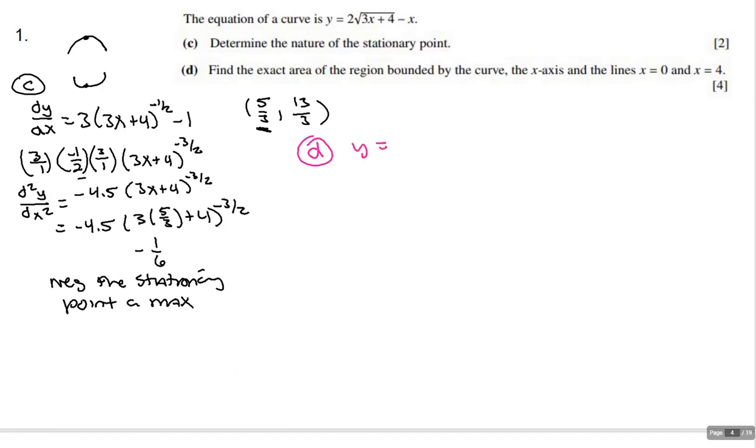Y equals 2. Now here I'm going to go ahead and bring the powers back. 3x plus 4 to the 1/2, and then minus x. Okay, so what we're going to do is we're going to take this curve, and then we're going to integrate it, and then we're going to use these boundaries of x equals 0 and 4. So let's go ahead and start that. Basically, I'm going to write this, because remember, what I'm going to do now is I'm not going to multiply and then subtract. What I'm going to do is I'm going to add.